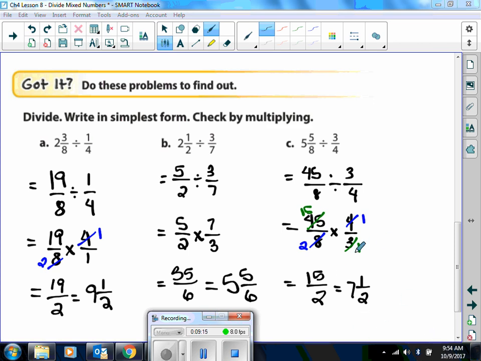All right, did everybody remember that you can simplify 3 and 45? Good, good. Simplifying before you multiply always makes it much easier, okay?